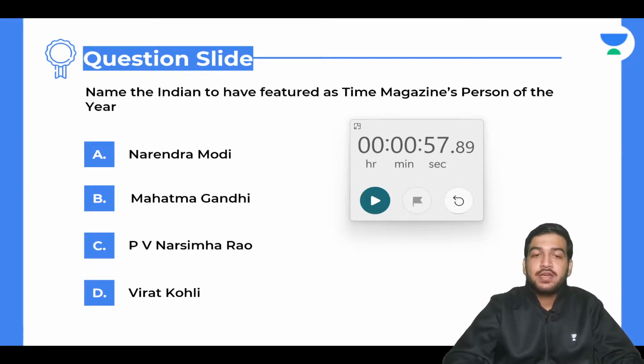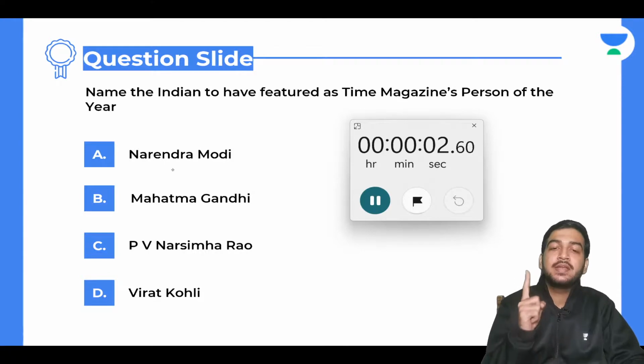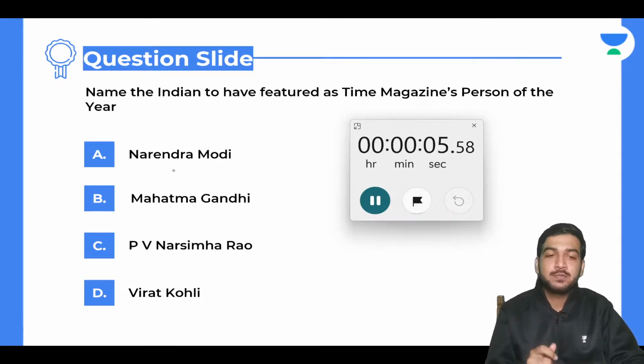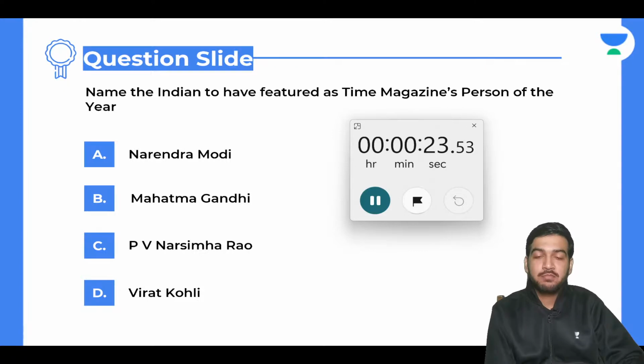Now name the Indian to have featured on the Time magazine's Person of the Year. Till now only one Indian male has featured on the Time magazine's Person of the Year. So who is that? A, Narendra Modi, B, Mahatma Gandhi, C, PV Narasimha Rao, or D, Virat Kohli? Think about your answers. There has only been one person who has done it in recent times.